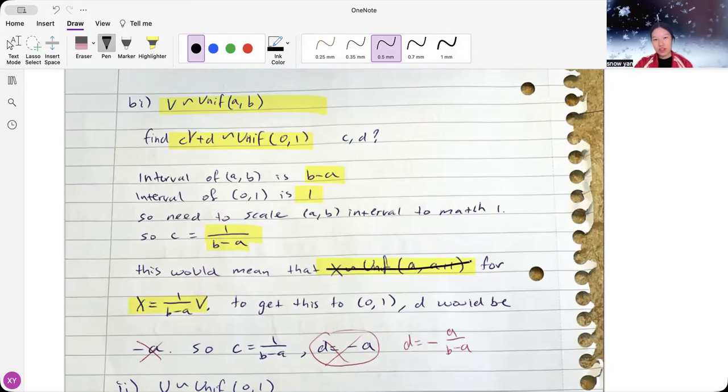This is not legit. So to get this to 0, 1, I would need my C to be this, and my D would be negative A divided by B minus A. This is because if I multiply 1 over B minus A to my A, it would have been A divided by B minus A, right? And then the other part, the B part, would have been B divided by B minus A.